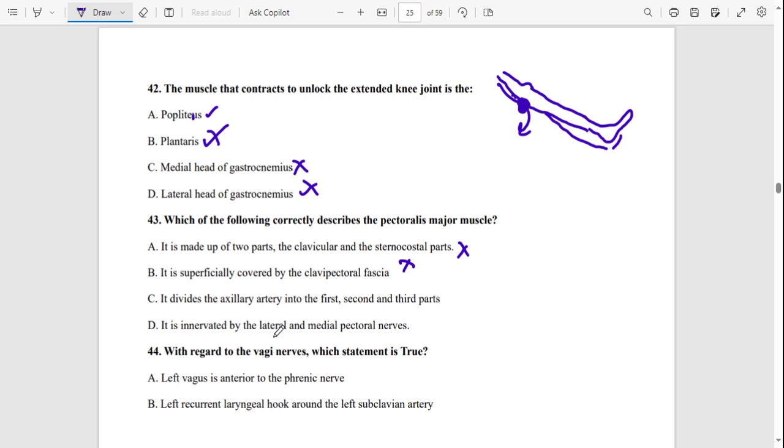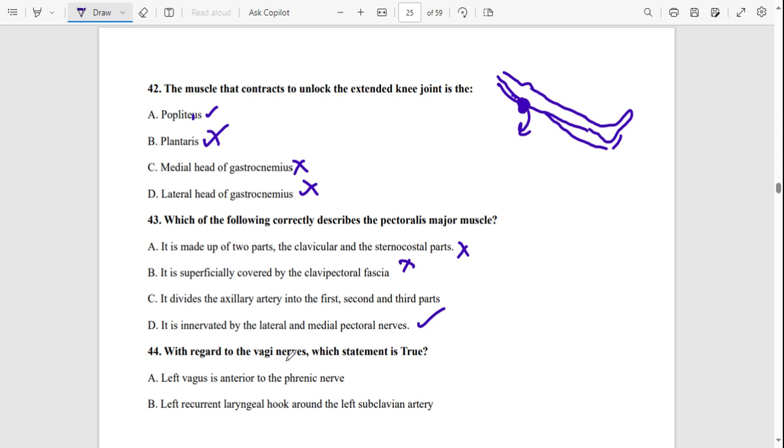It is innervated by the lateral and medial pectoral nerves. This is true. Lateral and medial pectoral nerves coming from the lateral and the medial cords of the brachial plexus.